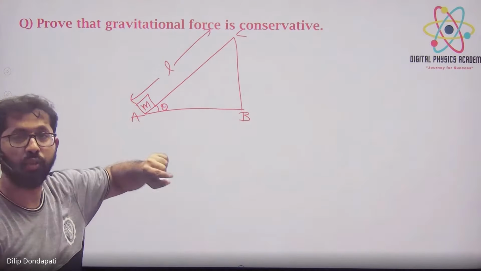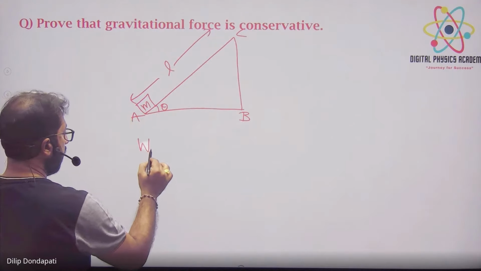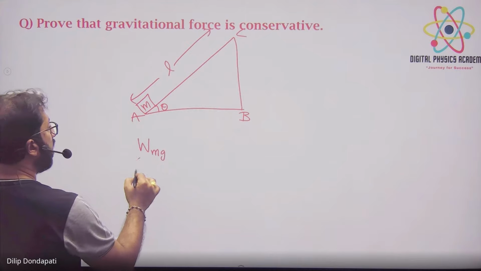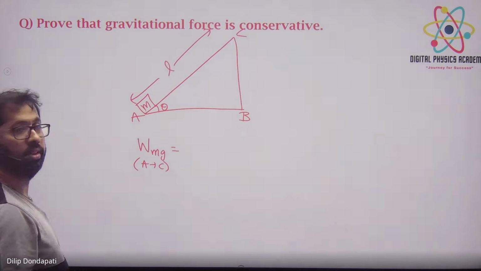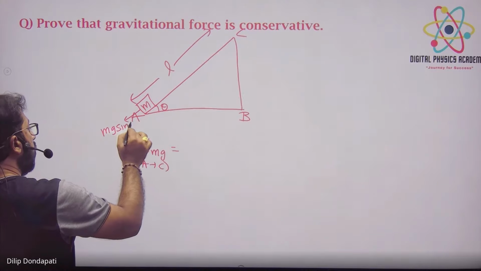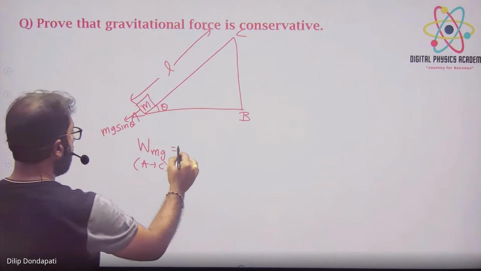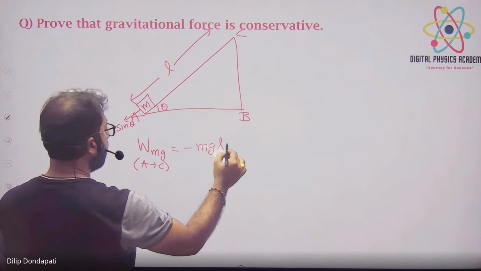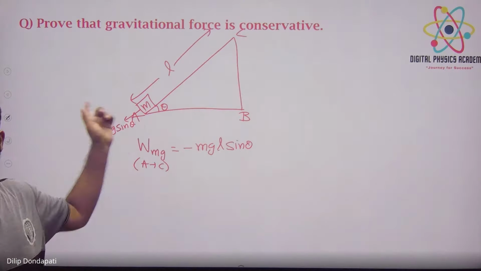Now tell me, what is the work done by gravitational force to bring the mass M from A to C? Work done by the mg force. mg cos theta into L? No, wrong. It will be minus mgL sin theta, because mg sin theta acts backward. When force and displacement are in opposite directions, the work done is negative. So minus mgL sin theta. Force into displacement is nothing but work done.